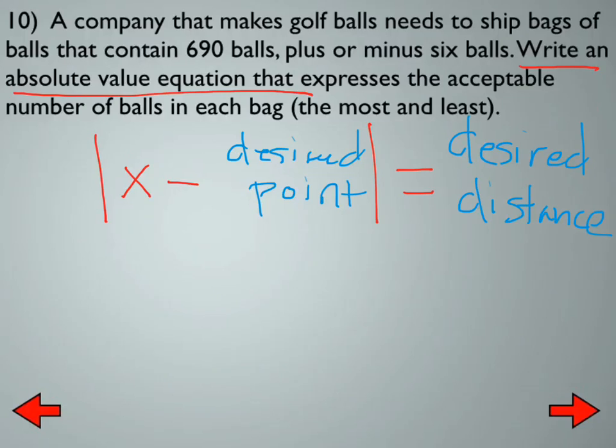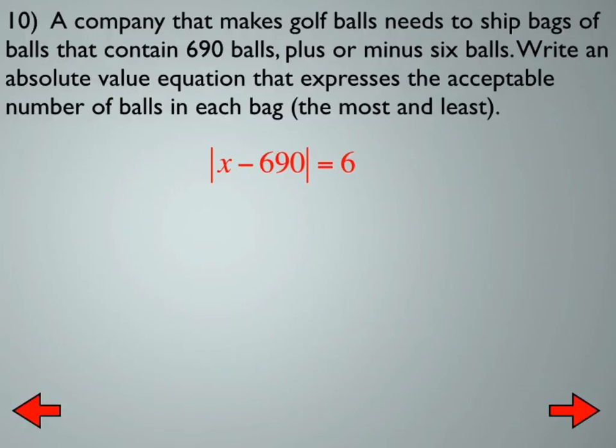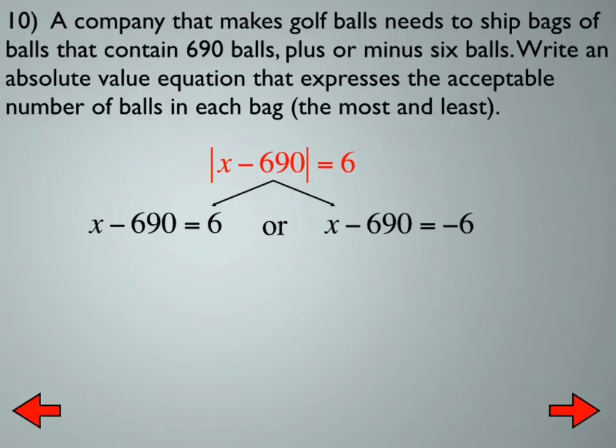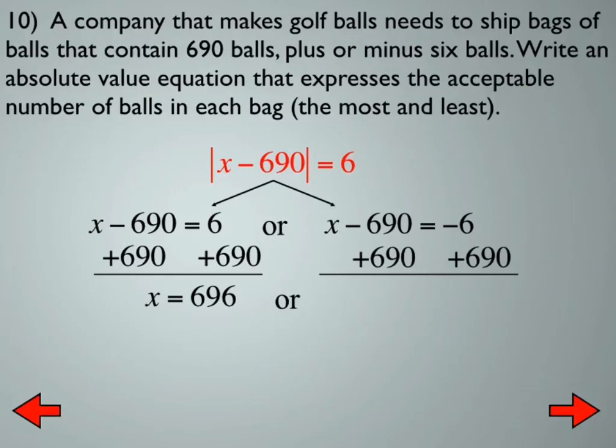Once again, what that means in terms of this problem is the absolute value equation should be the absolute value of x minus 690 is equal to 6. So once again, that would be what the absolute value equation would look like. Now from there, we've solved enough of them that that part should be easy. Split it up and solve. And most of you might be thinking, well, yeah, I think I probably could have figured that out without setting up any sort of equation.